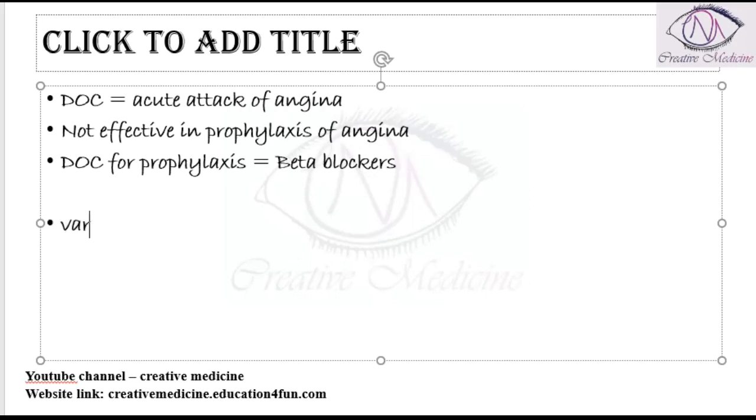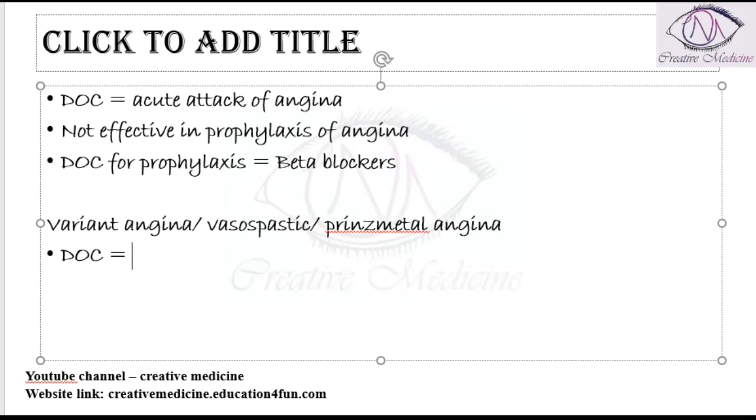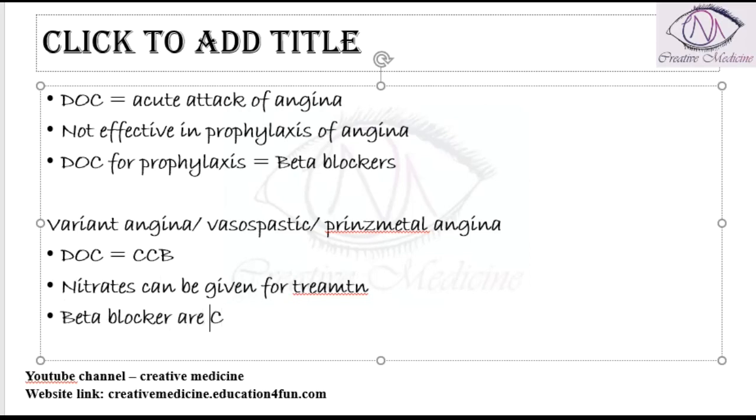Okay, one more important thing. We have variant angina or vasospastic angina, which is also called Prinzmetal angina. In this vasospastic angina, Prinzmetal angina, the drug of choice is calcium channel blockers. Nitrates can be given for the treatment. These are not contraindicated, but beta blockers are contraindicated as they precipitate the vasospasm. So the drug of choice for vasospastic angina is a calcium channel blocker, which is mainly verapamil.